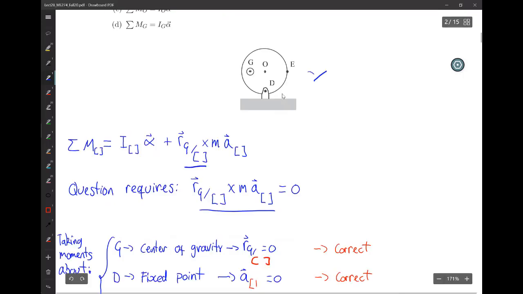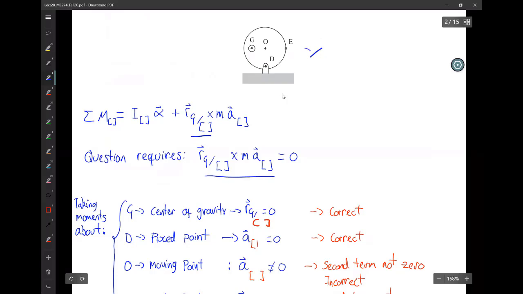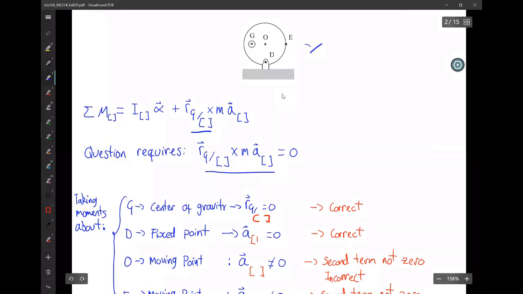So let's look at this. The answers are there. For the center of gravity, it's point G. So the distance from where we take moments is G, so the radius is 0, and it's a correct choice. Now, if we take the fixed point D, then the acceleration of this point is 0, so then it's correct.